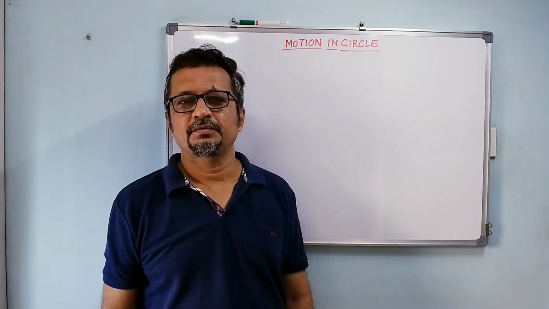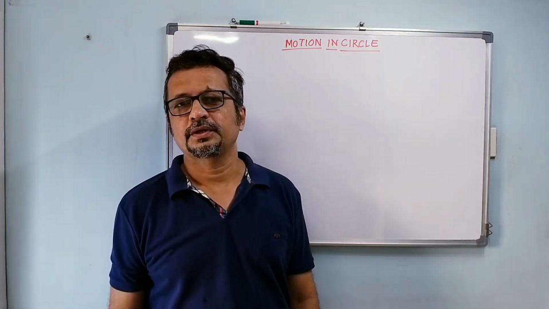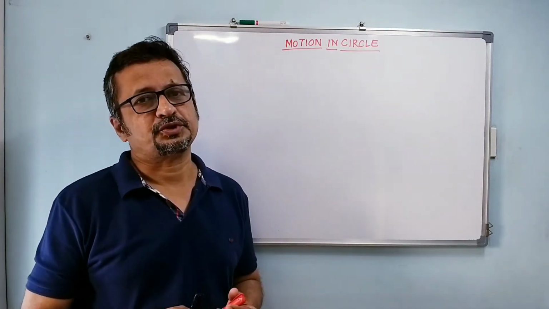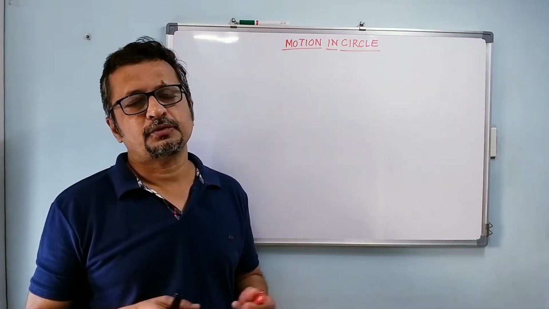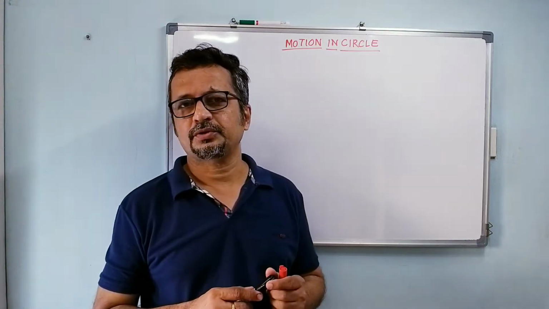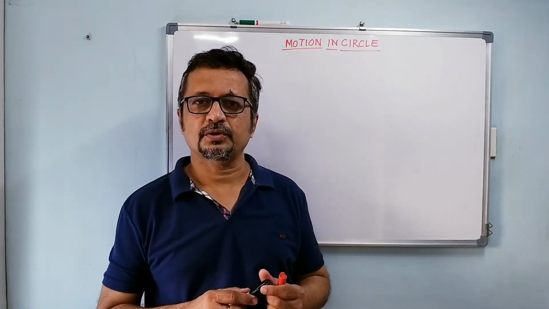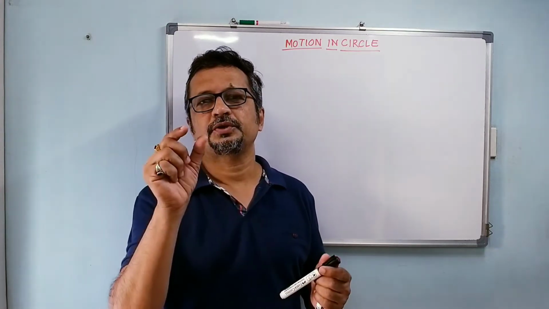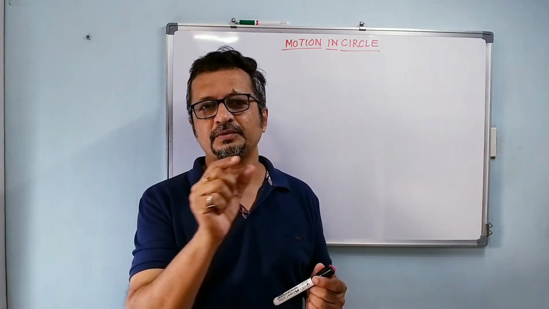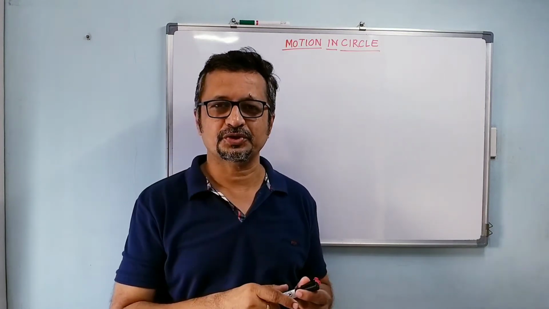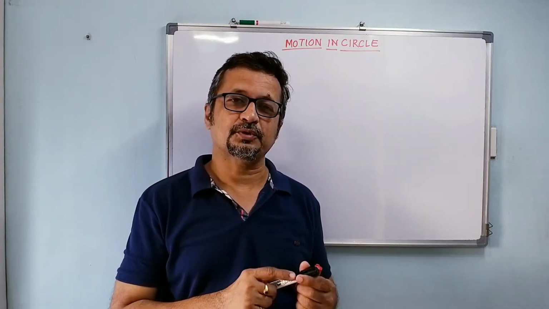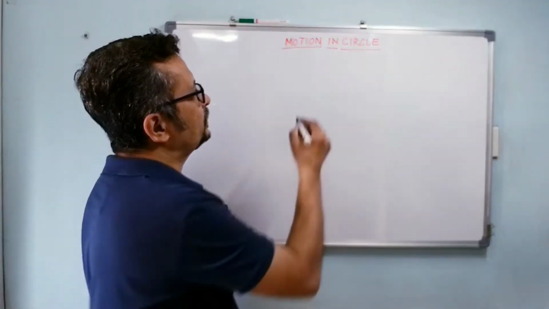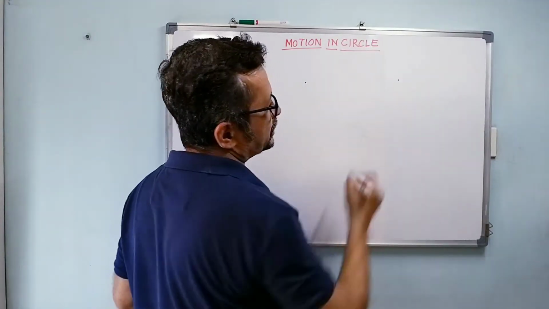Hello friends, we are now going to start with actual circular motion. Now let us understand what are the different types of motion. The types of motion would be translational motion or rotational motion or oscillation. What is oscillation? When the particle moves to and fro from some mean position, it is called oscillatory motion. What is translational motion? In translational motion, the particle moves from one place to the other.